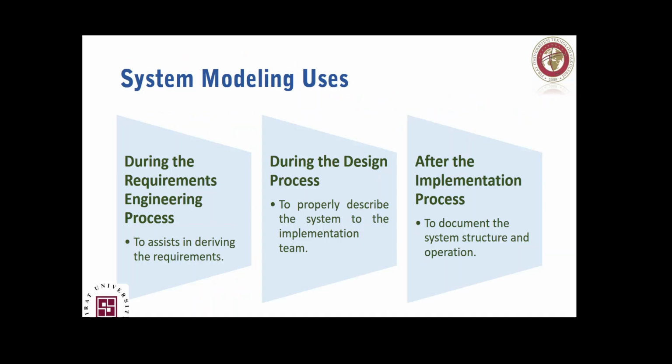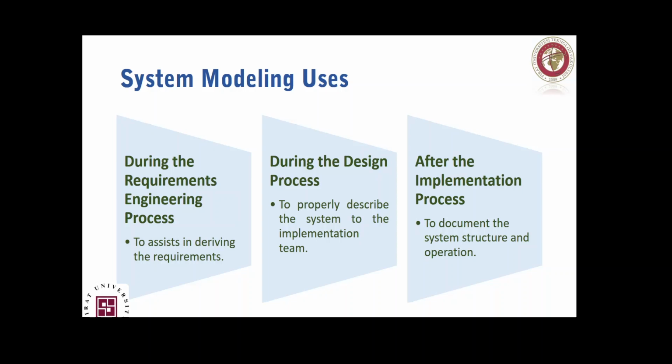So look at the uses of system modeling. The first one is during the requirements engineering process, which we explained briefly: in this process we need to get what the users require from the system and what the system is actually supposed to produce. So, system and user requirements. We explain the process itself in detail.